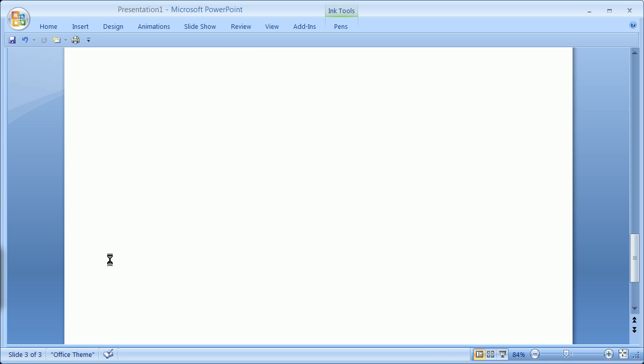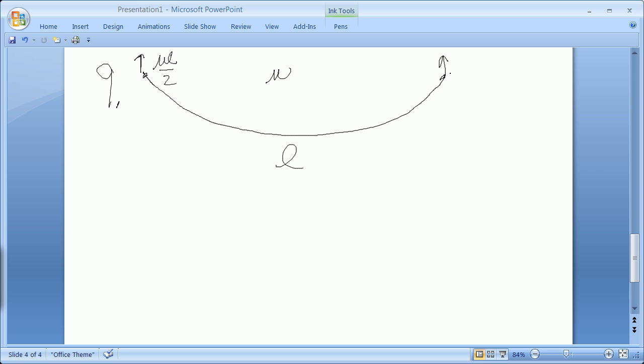Let's try another one here. That was number 8. We're going to do number 9, going back. Number 9 was a cable under a uniform parabolic load of w. It was L long, therefore this was wL over 2. This was wL over 2.